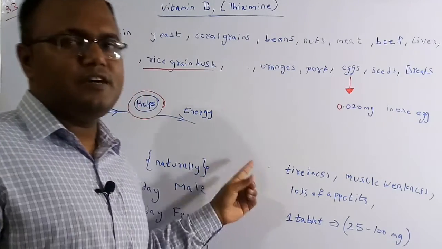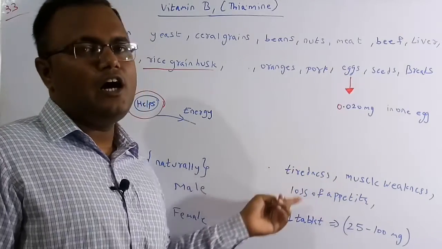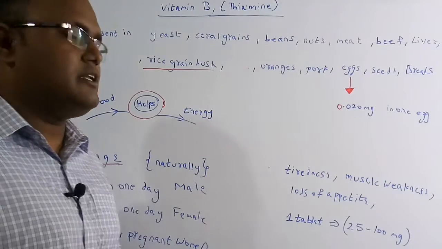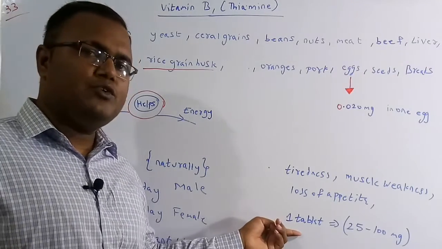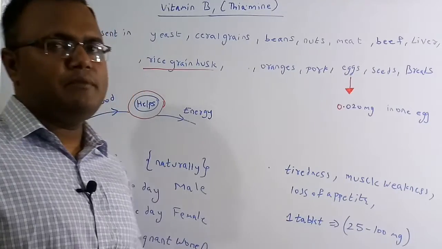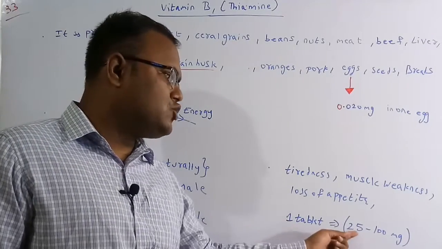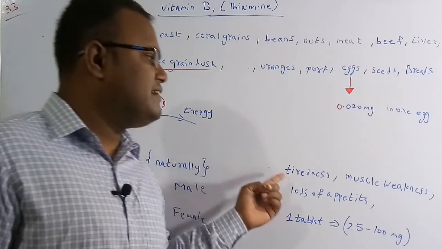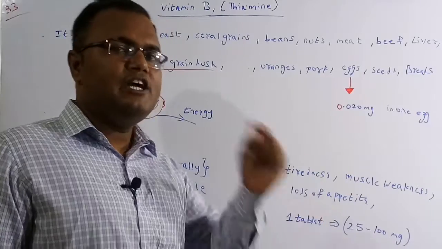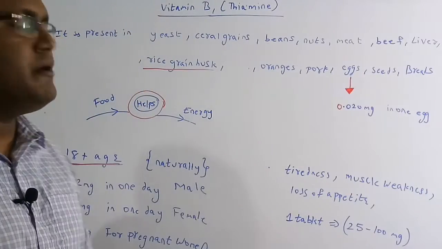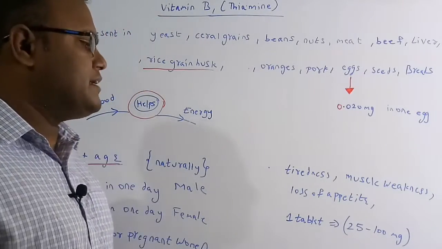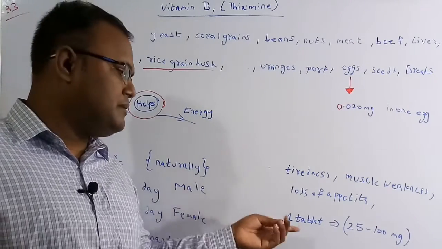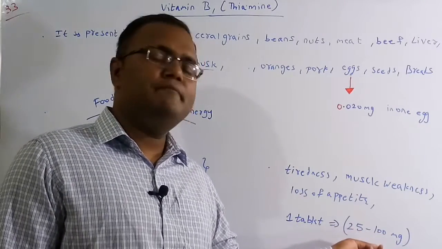Suppose a person is suffering from tiredness, muscle weakness or loss of appetite, then he has to consume vitamin B1 by artificial means. If you go to any medical shop and ask for vitamin B1, in one tablet around 25 to 100 milligram of vitamin B1 is present. So if you have any tiredness, muscle weakness or loss of appetite, you have to go to the medical store and buy the vitamin B1 medicine. In one tablet of vitamin B1, 25 to 100 milligrams of vitamin is present.